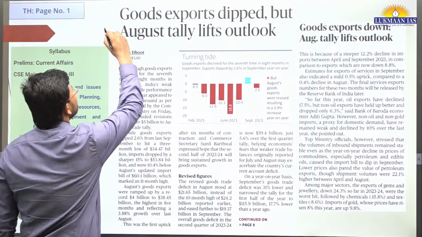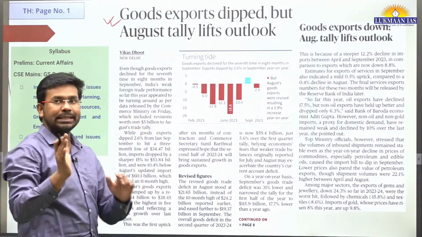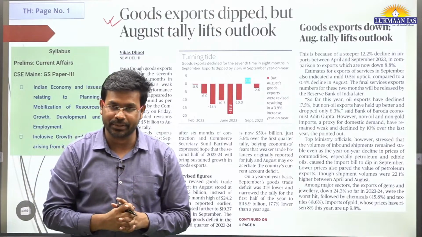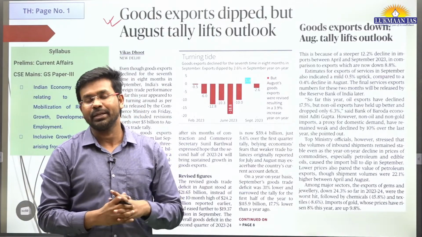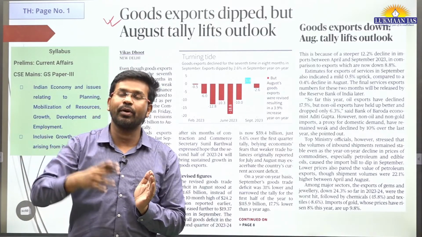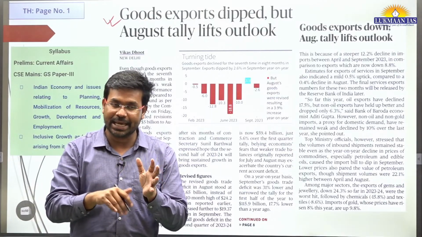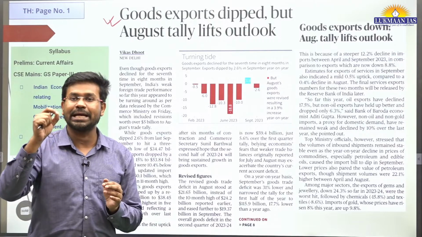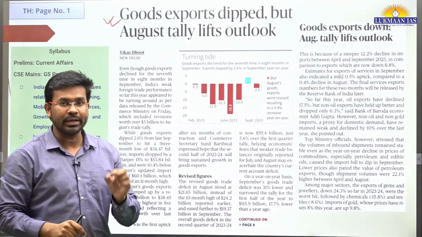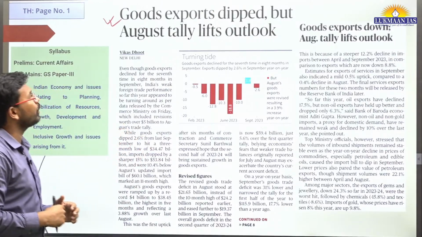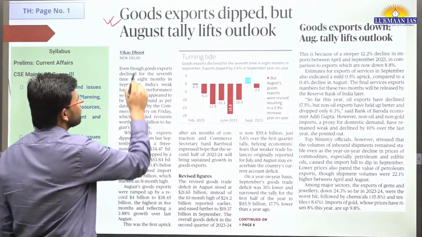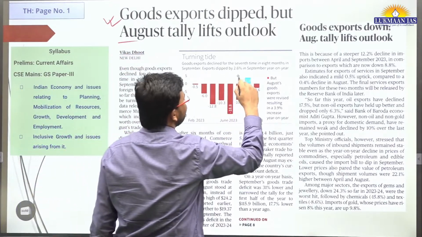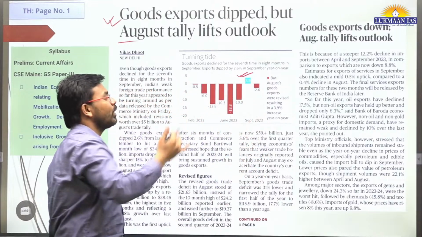So here they are talking about the export and import dynamism. What has happened? The export in goods from India, the goods that we sell to the outside, international market, that export has gone down. However, if we see the data of the month of August, this August month data shows a lift, which means it shows an upward trend.